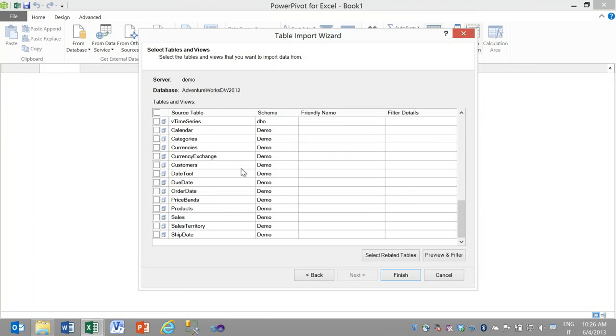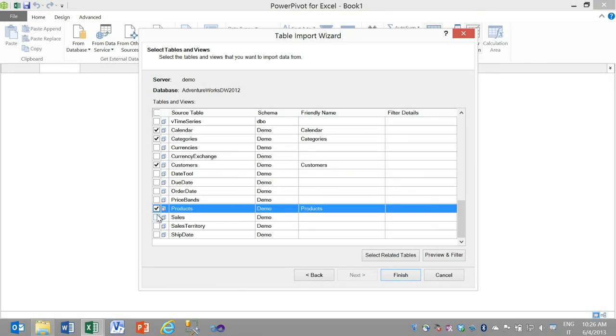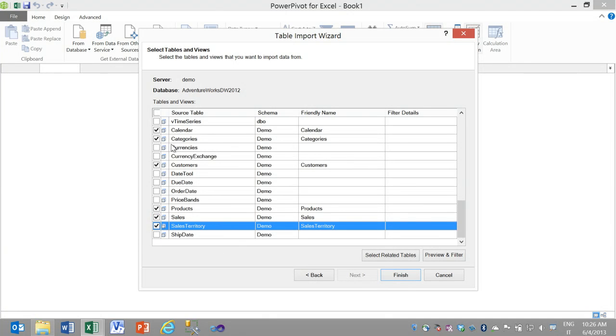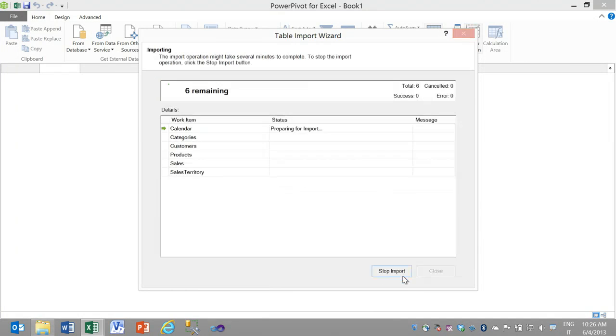I have created a very simple set of views that reduce the number of columns from the tables, so we don't have to look at all those columns, but choose only the ones we are interested in. So we want the calendar, categories, we want customers, of course, we want products, sales, and sales territory. Let's say we want 6 tables, and start loading data.